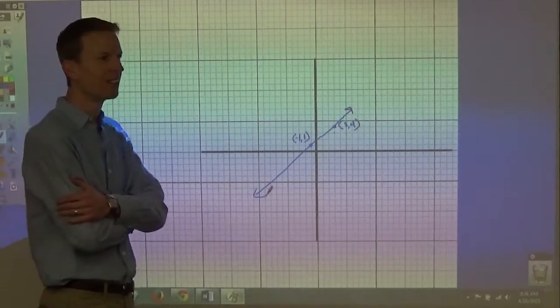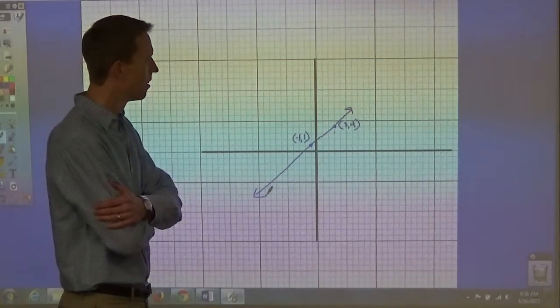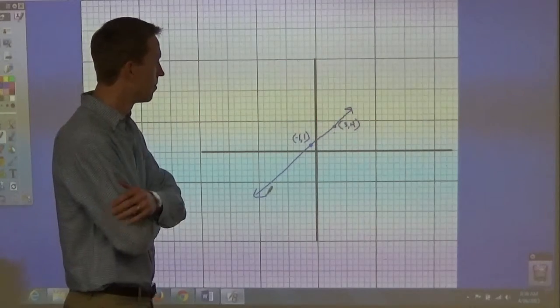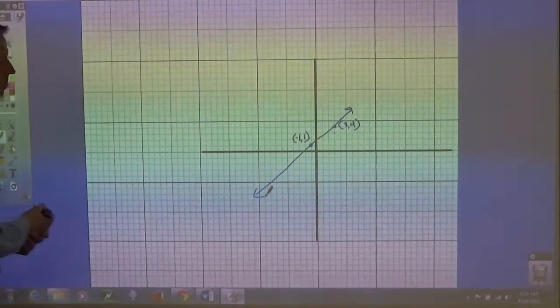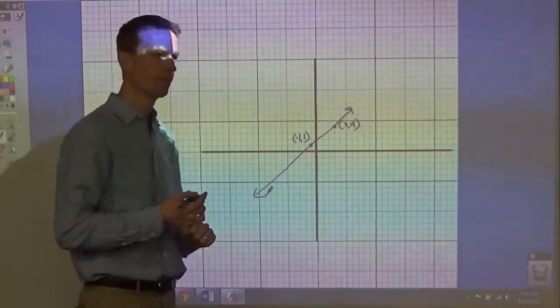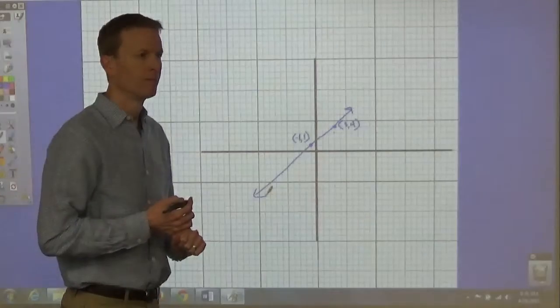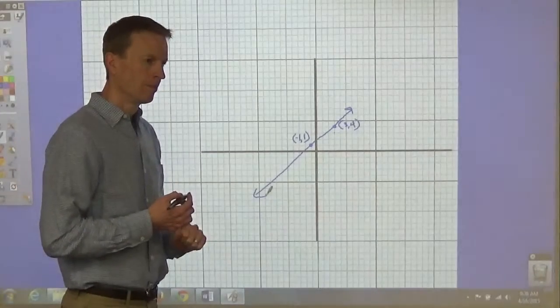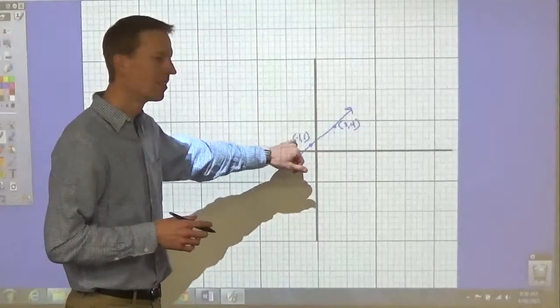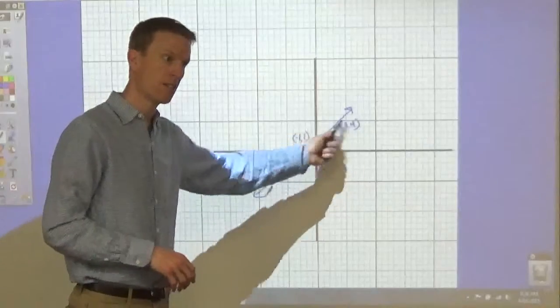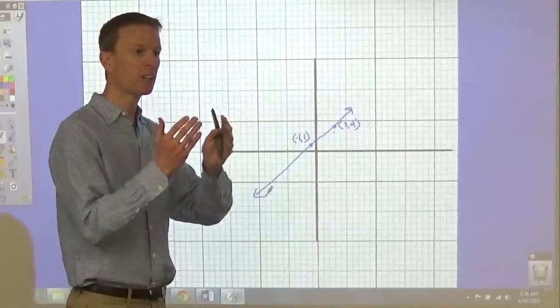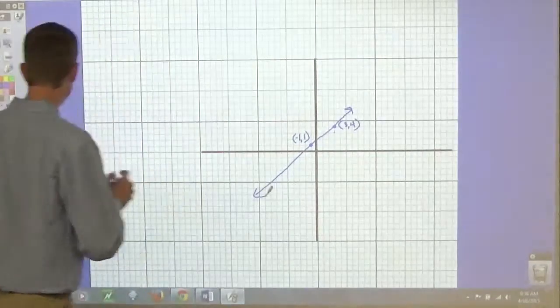Isaac? Y2, 4, minus Y1, 1. Okay. And then X2, 3, minus negative 1, or minus plus 3. Okay, so we could use the coordinates and subtract the y's and subtract the x's.